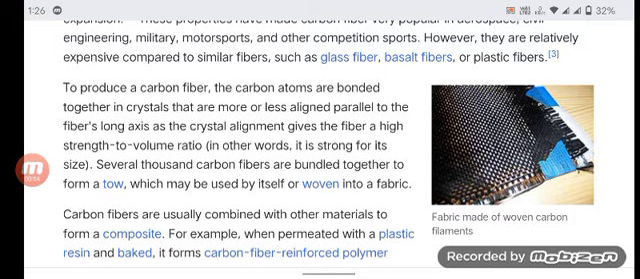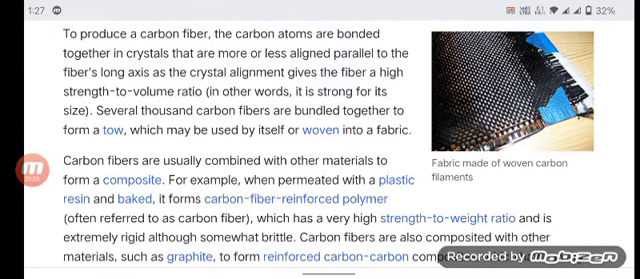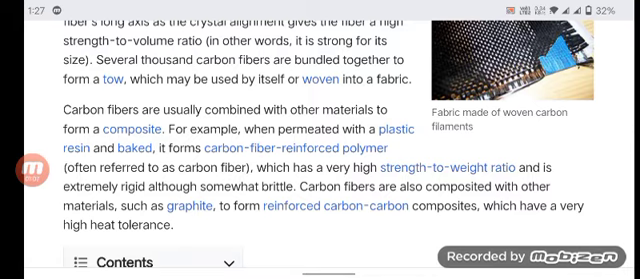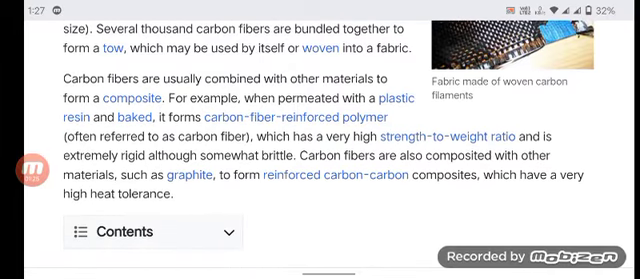Several thousand carbon fibers are bundled together to form a tow, which may be used by itself or woven into a fabric. Fibers are usually combined with other materials to form a composite. For example, when permeated with a plastic resin and baked, it forms carbon fiber reinforced polymer, often referred to as carbon fiber, which has a very high strength to weight ratio and is extremely rigid.